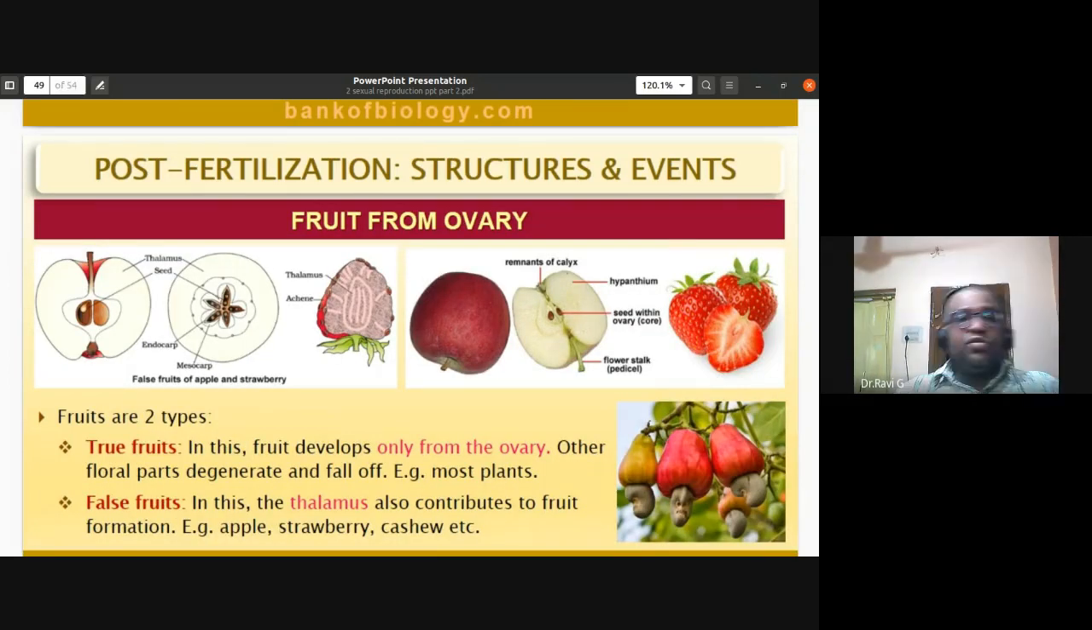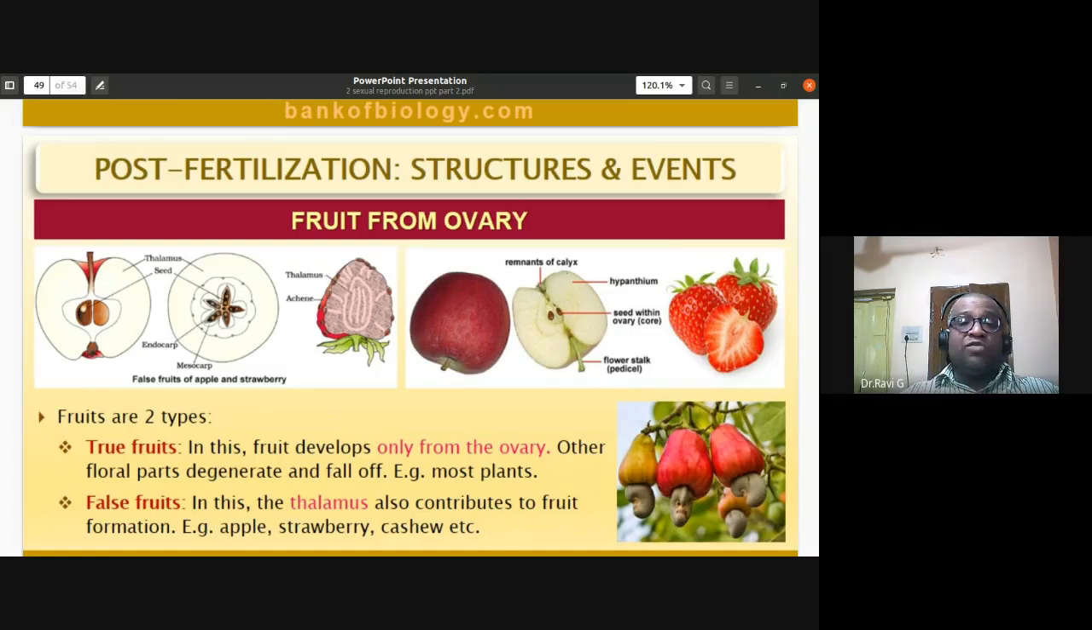So fruits are of two types. True fruits are developed only from the ovary. The other floral parts degenerate. In true fruits, the sepals, petals, androecium, style and stigma all wither away and fall off. So the fruits develop from the fertilized ovary. In most plants, you find the true fruit.